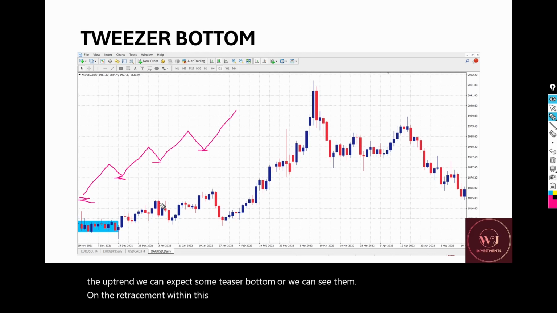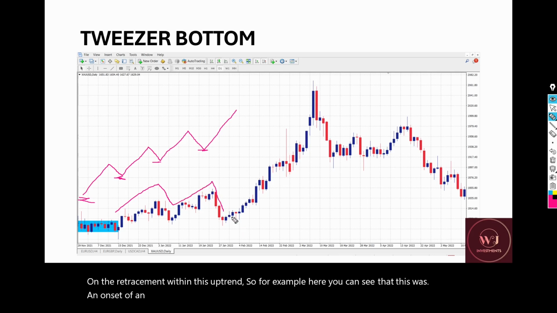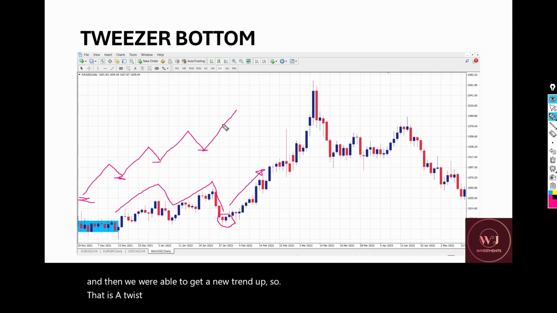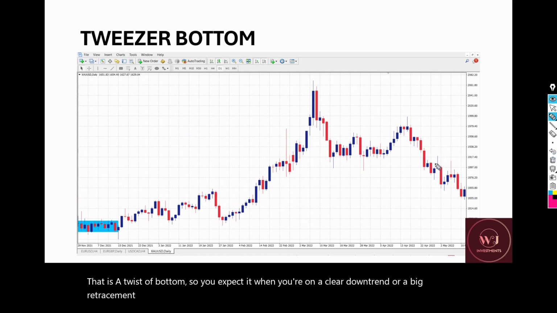So for example, here you can see that this was an onset of an uptrend, okay, and then after this big retracement, we got this Tweezer bottom, and then we were able to get a new trend up. So that is a Tweezer bottom. So you expect it when you're on a clear downtrend or a big retracement on an uptrend. Okay, so let us see the market entries for this Tweezer bottom.